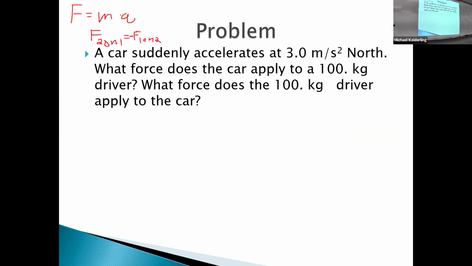So here we have a car, it suddenly accelerates at 3 meters per second squared to the north. What force does the car apply to a 100 kilogram driver, assuming the driver ends up accelerating at that same rate? And what force does the 100 kilogram driver apply to the car? I'll give you guys a minute or so to work this out.